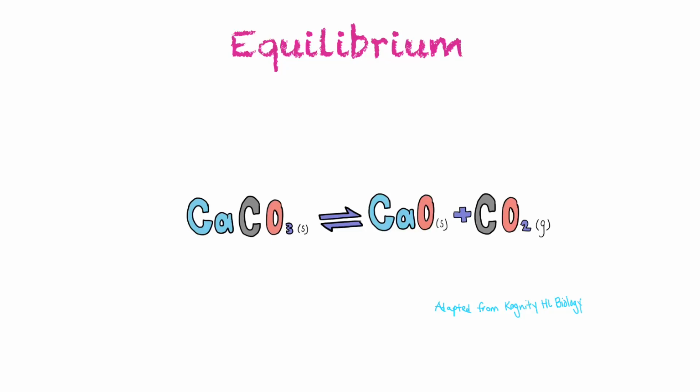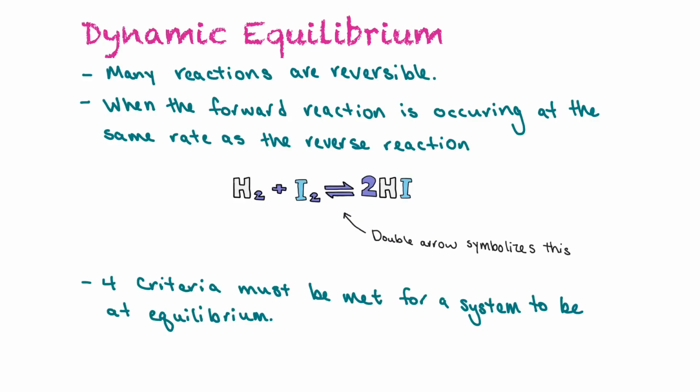This video will introduce us to the concept of equilibrium in chemistry. Dynamic equilibrium means that many reactions are reversible. And dynamic equilibrium says that the forward reaction is occurring at the same rate as the reverse reaction. The way we represent a system at equilibrium is this double arrow here. So the double arrow symbolizes that.